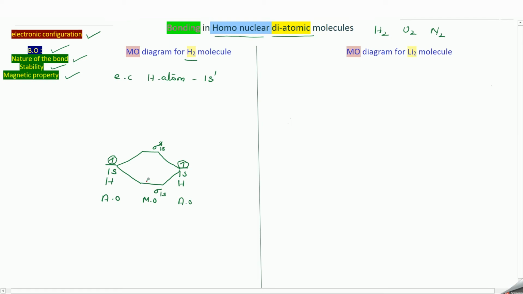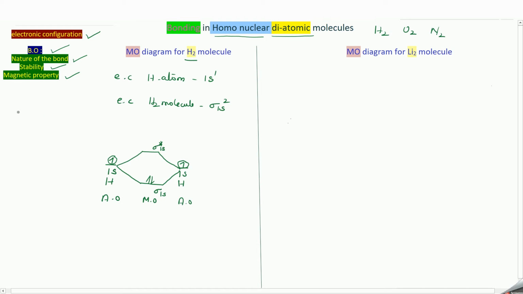So these two electrons should go to the lower energy level, that is sigma 1s. So you can write the electronic configuration for the hydrogen molecule. The hydrogen molecule will have sigma 1s2. Since we don't have electrons in the anti-bonding orbital, we need not write it. Simply you write sigma 1s2.